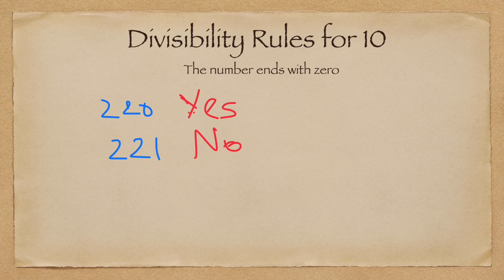Divisibility rule for 10. The number ends with 0. We all know this. You can see the examples here. 220. The last digit is 0, so it is divisible by 10. Next example is 221. The last digit is 1, so it can't be divided by 10 exactly.